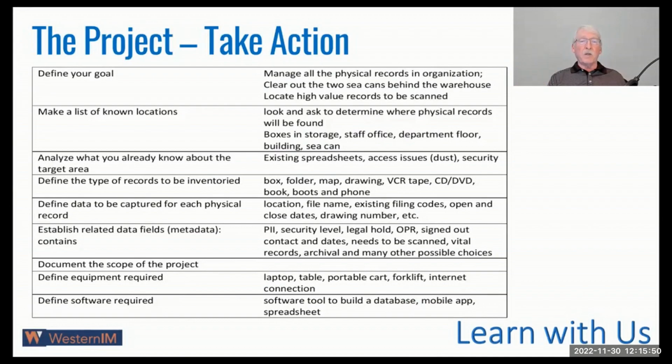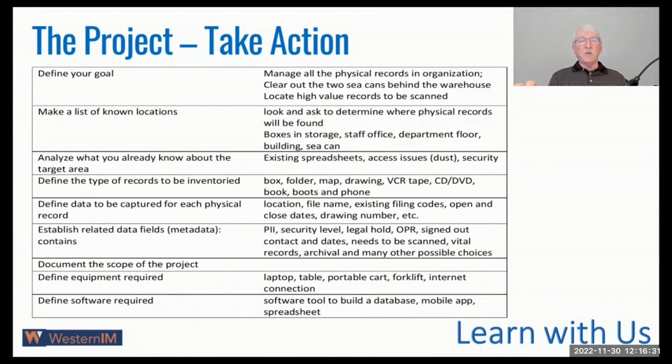And then analyze what you already know about the target area. So you could say, okay, this is a C-can, but there may be moisture damage, there may be animal droppings, there may be all kinds of things that we want to know about, that we want to analyze before we get into this project. Define the type of records you're going to inventory. Is it boxes, folders, maps, DVDs, CDs, books, whatever it is? Lots of people still have libraries of publications that they want to keep too, and those are the kinds of things you're going to detail out.